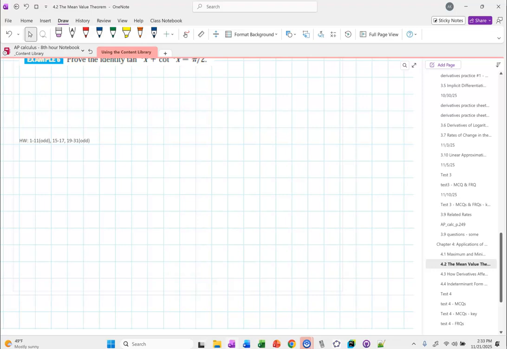Because you have to define what the problem is. You're not given it. It's kind of similar to the related rates. It feels like I don't know what to do with this.